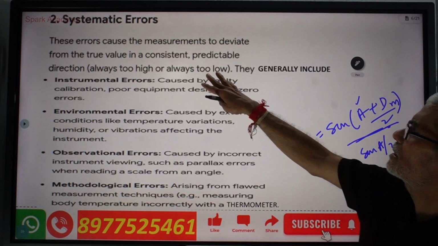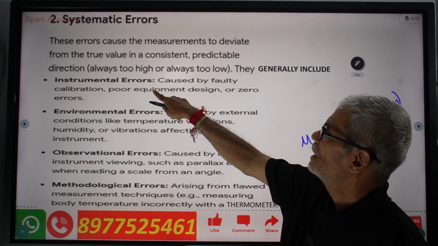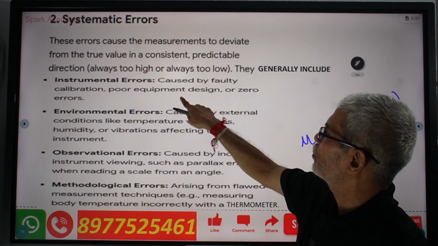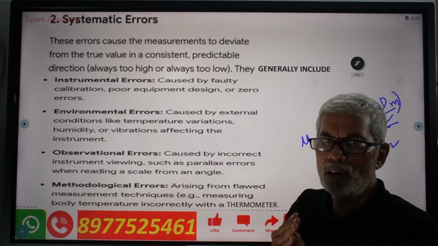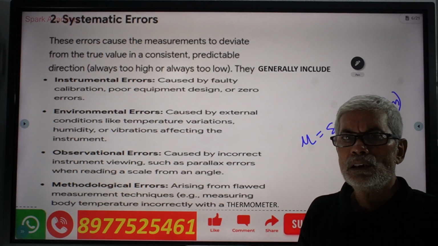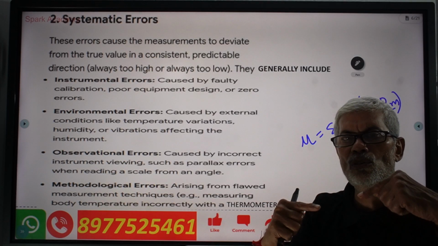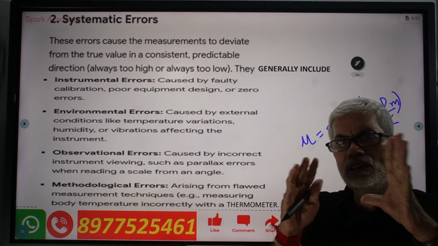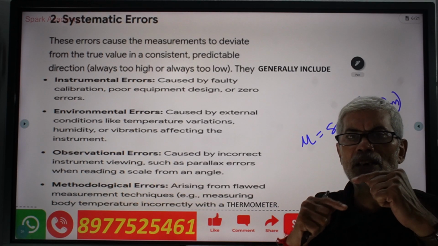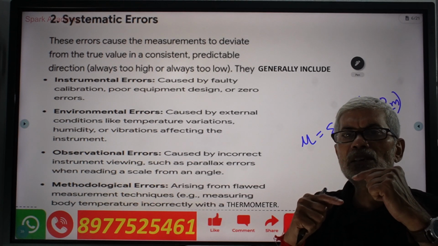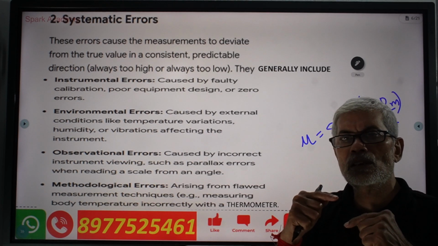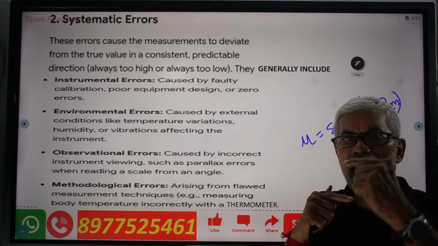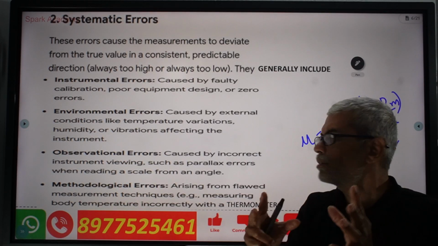Now systematic error. One is your instrument error. I told you, it is faulty calibration, poor equipment design, zero error. Zero error you have to find out accurately. The zero of your measuring device and the zero of the vernier should coincide. If one is above the other, it will be an error, so you have to quantify that. Suppose it is 3 divisions off zero, you have to subtract 3 divisions. If the zero of the vernier is below, you have to add 3 divisions. Like that you have to quantify.